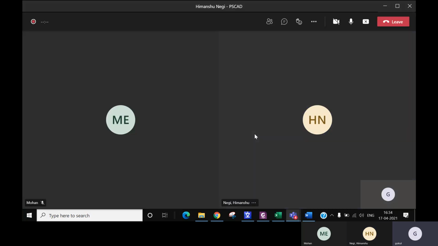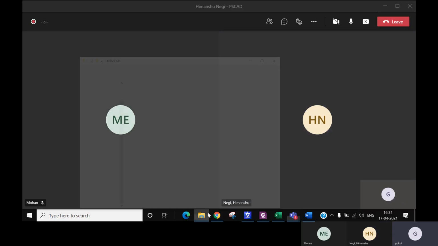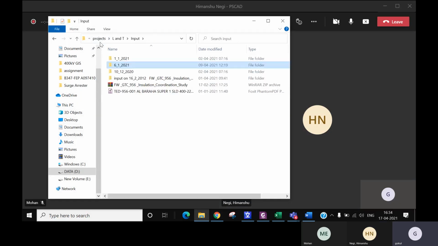Since ferroresonance is just a simple thing, sometimes the client will ask you to perform a ferroresonance study. Then you have to do something like this. I'll show you how PSCAD will do it. I'll just open one of the cases.